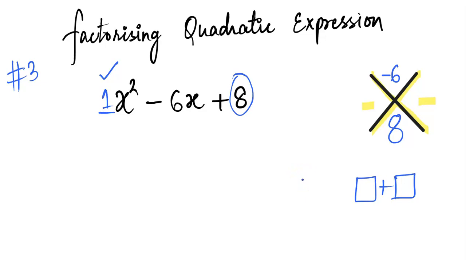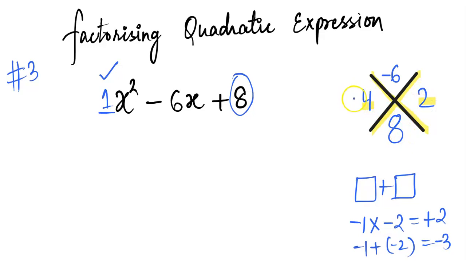When we add two negative numbers, we get a negative answer. And if we multiply two negative numbers, we get a positive answer, right? So negative 1 times negative 2 gives you a positive answer, and negative 1 plus negative 2 gives you a negative answer. So basically, we are sure that these two numbers are going to be negative. Now, what two numbers multiply to give you 8 and add to give you negative 6? It would be 4 times 2, that gives you 8, and if we make both the numbers negative, it will give you negative 6 when you add them.